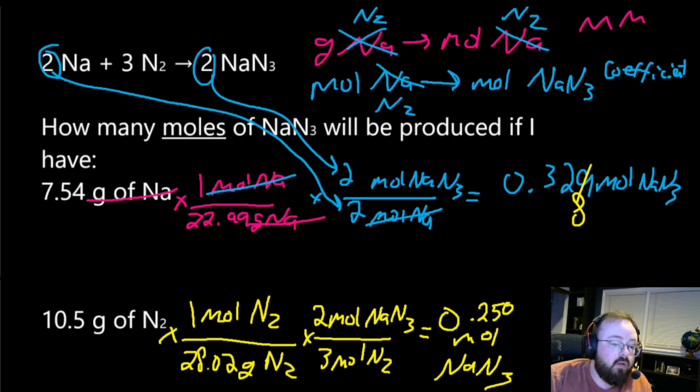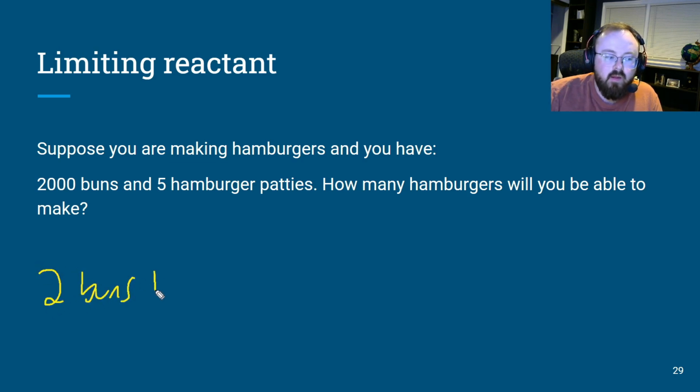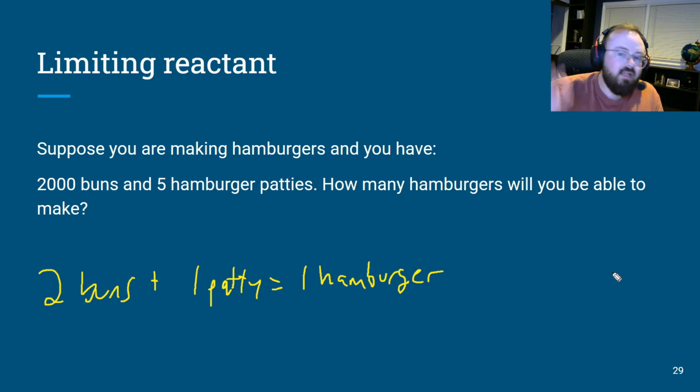Alright. So, let's now talk about something called a limiting reactant. So, let's start this conversation by talking more about hamburgers. Just to recap what our reaction was when we were talking about hamburgers, we said that if we have 2 buns plus 1 patty equal to 1 hamburger, right? And we have a very, very extreme example here. Let's say we have some kind of ordering error, and I end up with 2,000 buns but only 5 hamburger patties. How many hamburgers can I make?